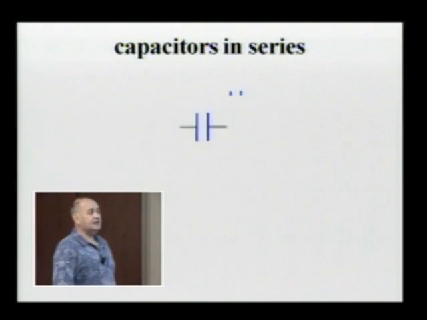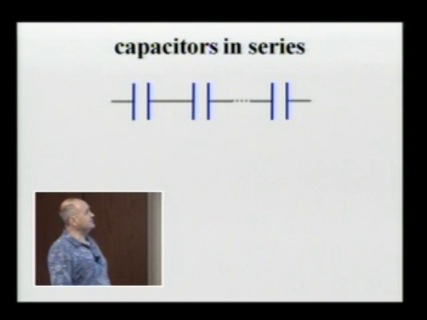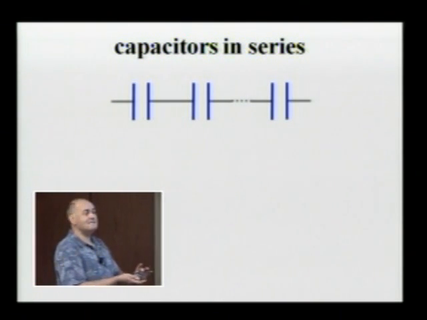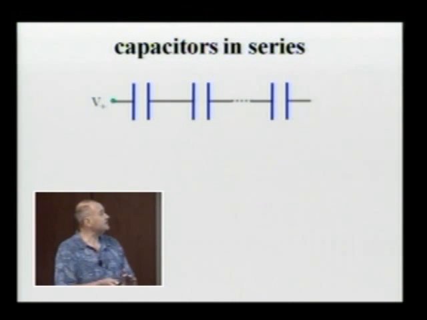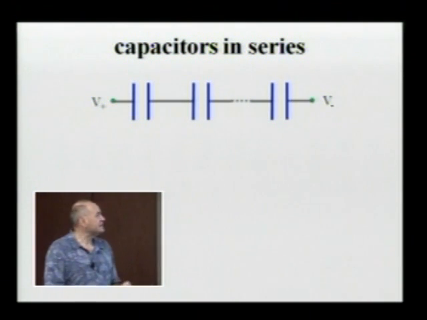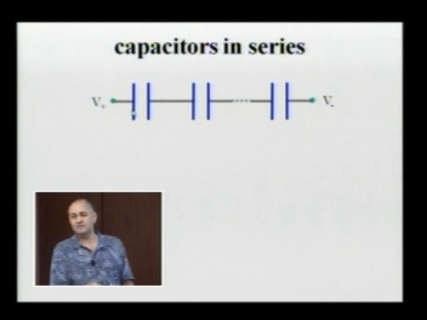All right, let's now take a look at another connection. If we connect capacitors in series, what will happen if we create a potential difference? Let's say that on the left-hand side we have potential V plus, and on the right-hand side we have potential V minus. Can I now recognize that, well, let's see if maybe they are connected in parallel.